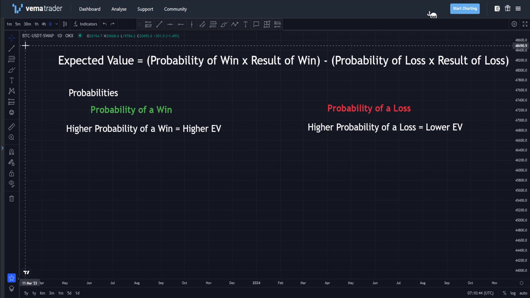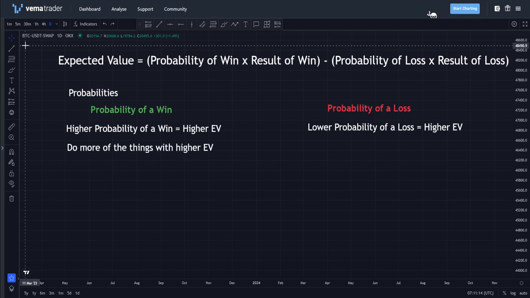You want to find ways to decrease your probability of a loss, which is what we're going to be focusing on today. Lower probability of a loss is equal to higher expected value. So what you want to be doing is decreasing your chances of losing trades, and that's going to lead to higher expected value. And you want to be increasing your chances of winning trades. That's going to lead to higher expected value. Kind of intuitive when you think about it.